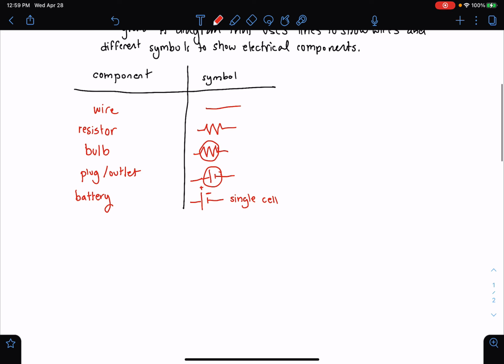But you'll notice that a lot of times when you open up the back of a remote control or your calculator, there is more than one battery there. When that's the case, it's called a multi-cell battery, and you basically have one set of lines for each battery that is there. So this is a multiple cell system.